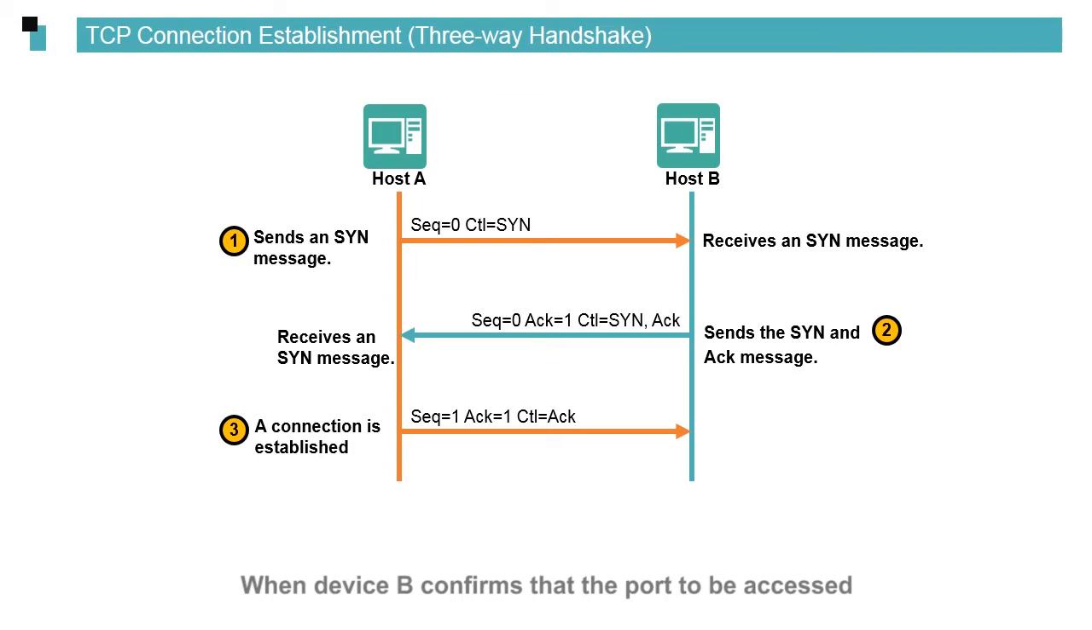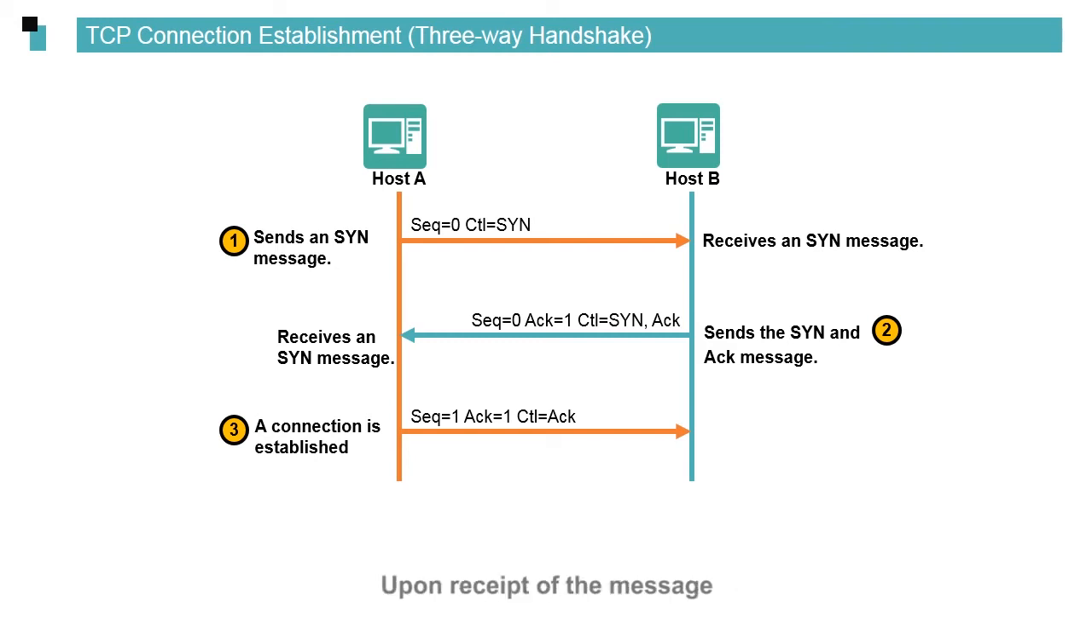When Device B confirms that the port to be accessed by Device A can be opened, Device B replies with a TCP message to Device A. In this message, the acknowledgement field is set to 1. This message is used to confirm the message with sequence number 0 sent by Device A and request Device A to send a next TCP message with sequence number 1. In this message sent to Device A, the synchronization and acknowledgement bits are set to 1.